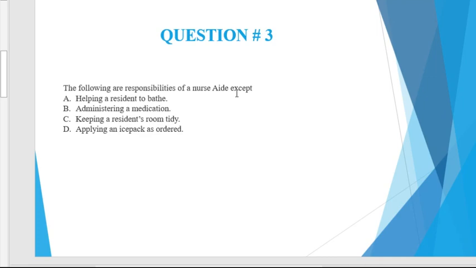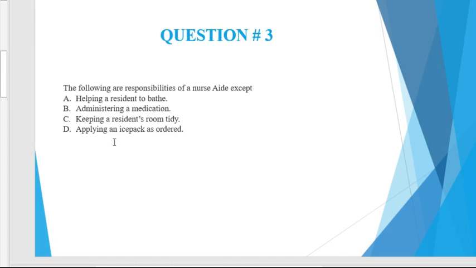Now, what are the things you're supposed to do as a nurse aide? Are you supposed to bathe your resident? Yes or no? I guess yes. Are you supposed to give medication? No. Are you supposed to keep the resident's room tidy? Yes. Are you supposed to apply an ice pack? Listen here. Some people might say, but the nurses do this ice pack. I've never done it before, where I used to work.